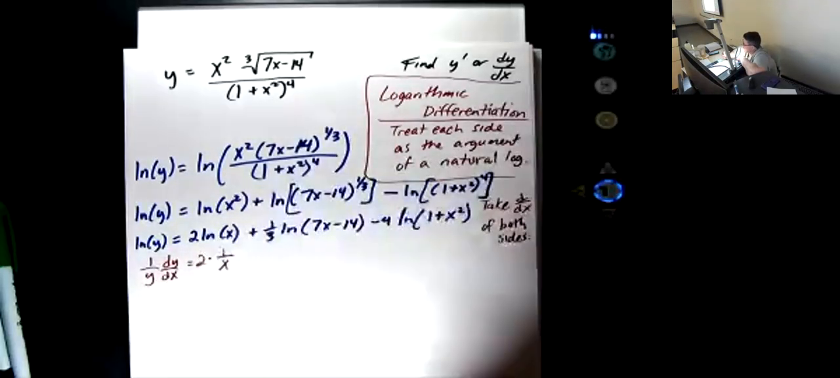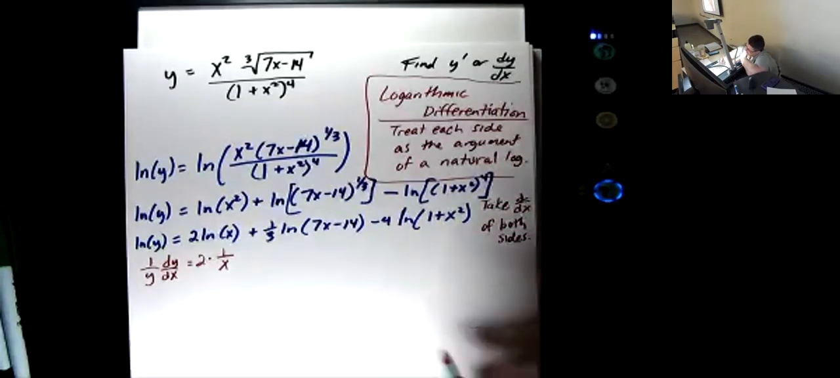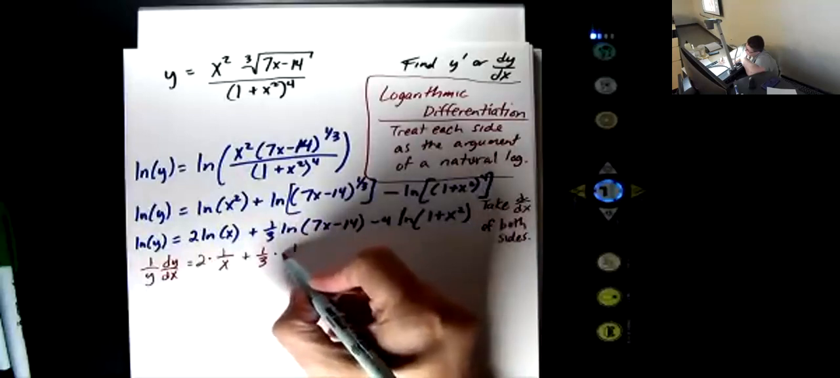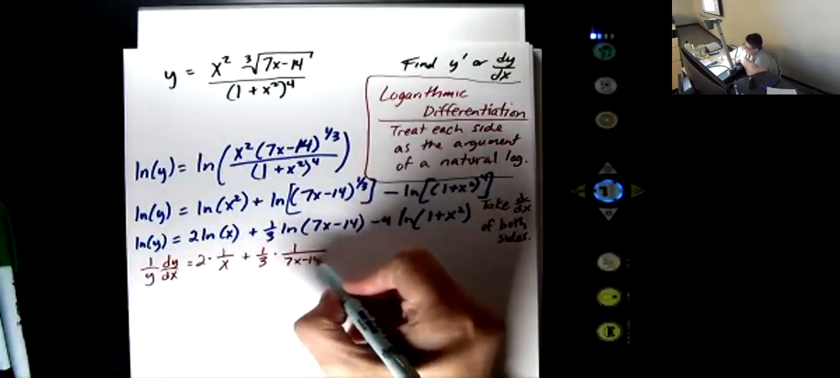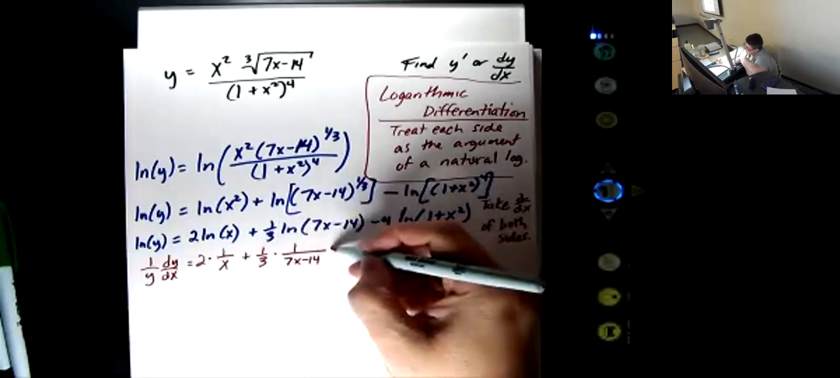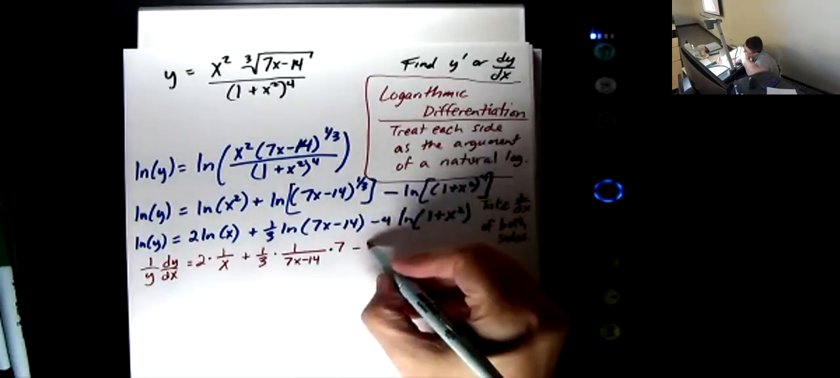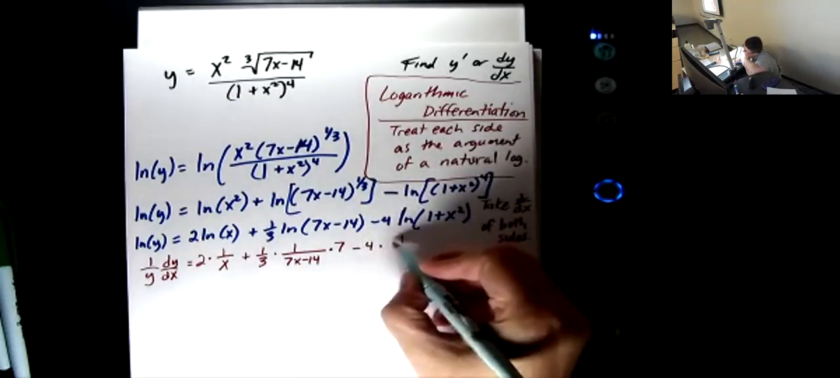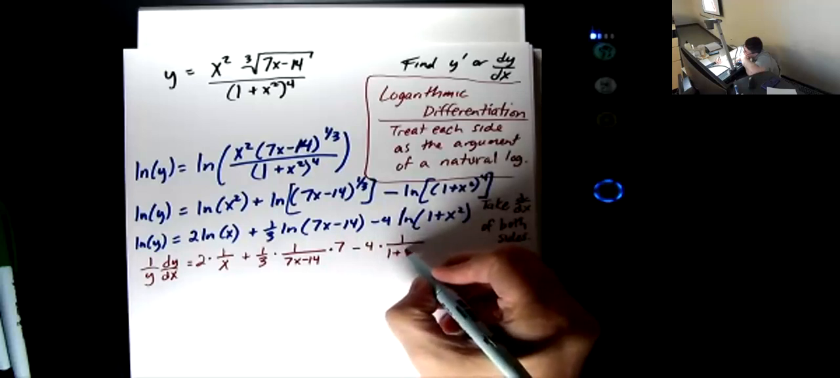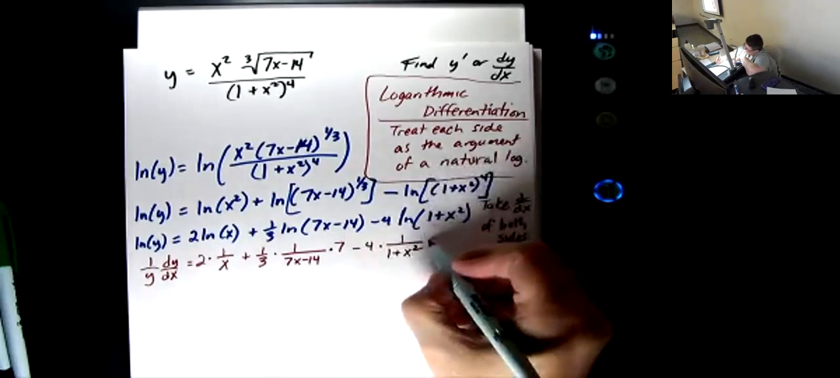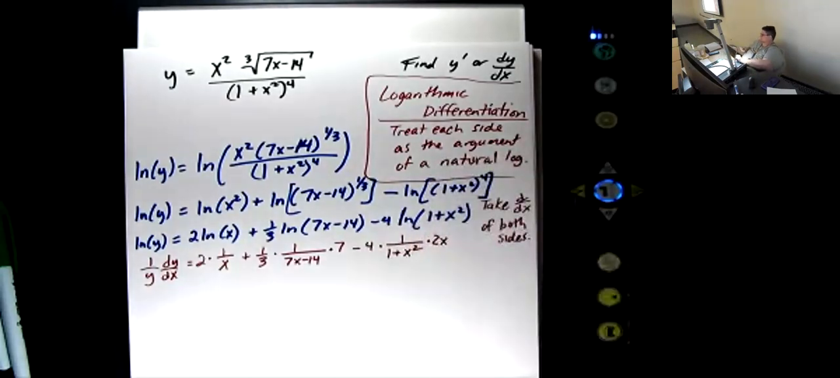I'll clean it up a little bit second, but I'm writing it as 2 times 1 over x plus 1/3 times 1 over 7x minus 14. Then we have to take the derivative of the inside, which is 7. Then minus 4 times the derivative of natural log is 1 over that value. Then times the derivative of the inside is 2x.